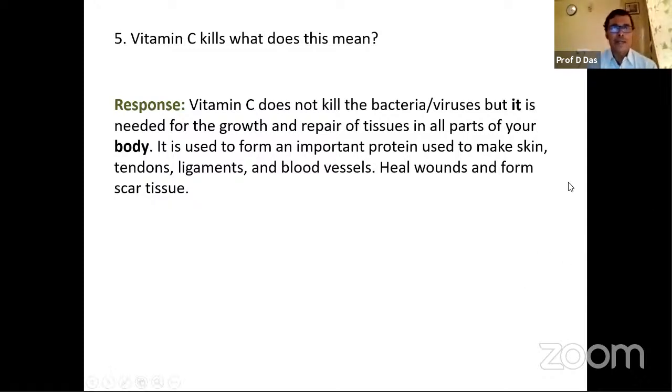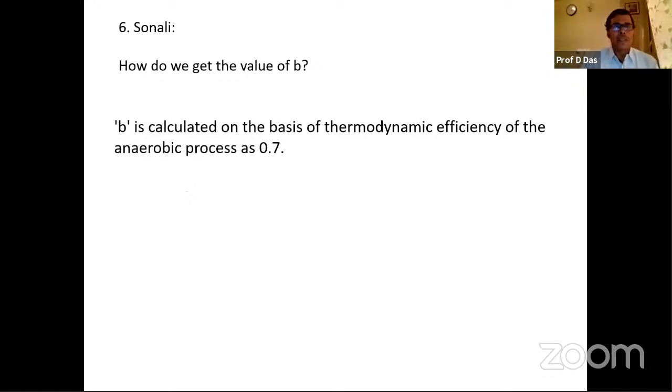It is used to form the important protein used to make skin, tendons, ligaments and blood vessels, heal wounds, and form scar tissue. I hope it is clear that vitamin C is nothing but ascorbic acid, and ascorbic acid plays a very important role in the growth and maintenance of our body, of the living cells.